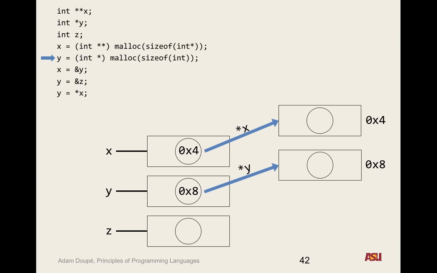Okay, so star y is referring to that location. Star y at this point refers to the location that has the address of the value in the location associated with y. Then we execute this instruction. So what's going to happen here? What's the address of y going to return? Is it going to return 0x8?